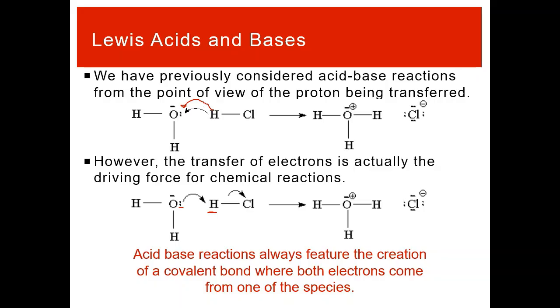And so acid-base reactions, even all of the ones that we've talked about before, always involve the creation of a covalent bond where both electrons come from one of the molecules, right? The idea is we transfer an H+. These electrons that were here in the bond stay on the chloride. The hydrogen leaves as an H+. It doesn't take any electrons with it. That's why what was a lone pair on the oxygen becomes the bond in the hydronium ion.